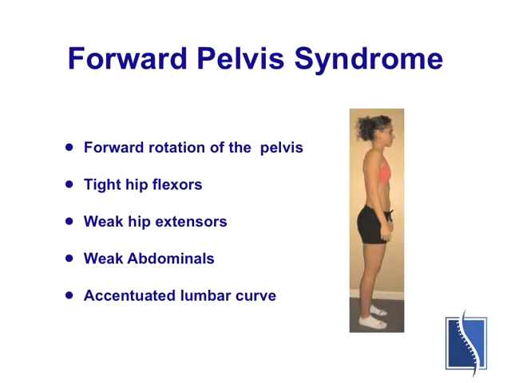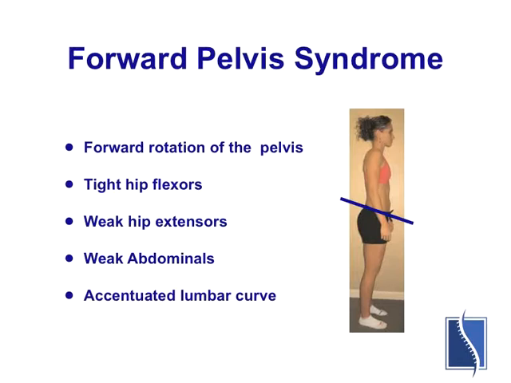So let's start with the forward pelvis syndrome. The forward pelvis syndrome is characterized by a forward rotation of the pelvis. And what that means is that if you take a look at the side view of the pelvis, the front of the pelvis would be lower than the back of the pelvis. And you see that as depicted by this line that I just drew on our model here.